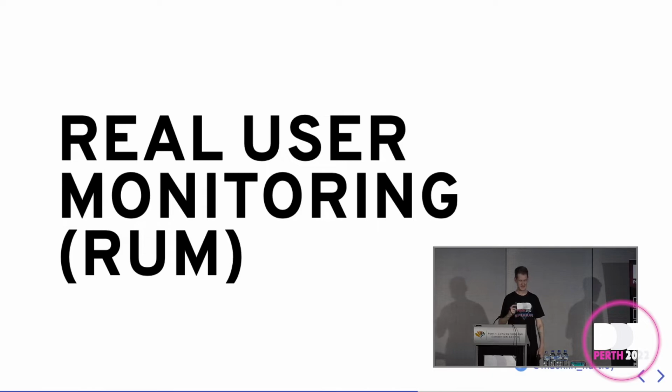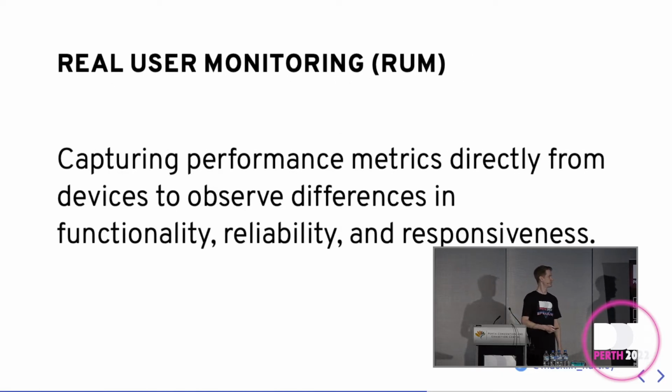So hopefully that tells you that we probably need to start monitoring on real devices so that we can account for environmental factors, different 4G networks and different temperatures, as it turns out, as well as different CPU performance on devices. So what is real user monitoring? Real user monitoring is capturing performance metrics directly from devices so that we can observe differences in functionality, reliability, and responsiveness.